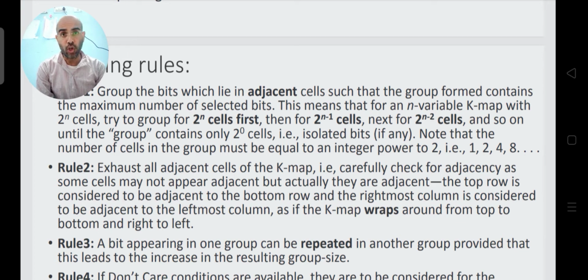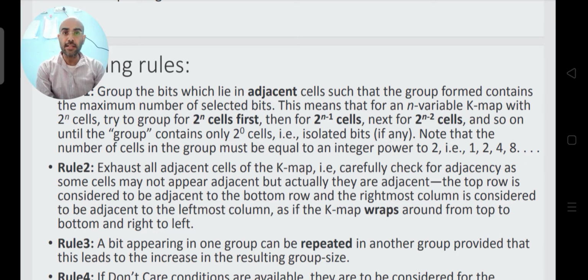But if all the entries are not 1, then you check for the lower power of 2 cells. Let's say one cell is not filled up with 1, then you cannot group all 16, nor the remaining 15 cells. Now the next group which you can form is 2 to the power 3, so 8. Accordingly you will try to form the groups, and you have to check the various possibilities. This is the most important thing which we should target while applying the rule.